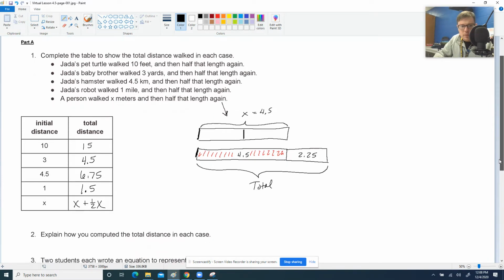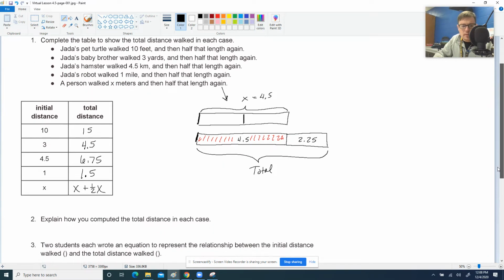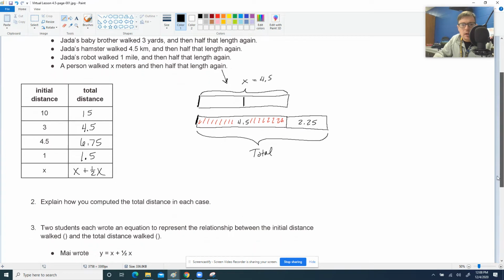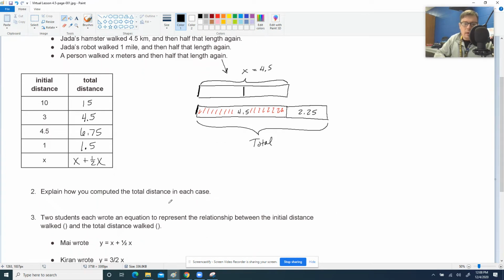Now, there are other ways to compute these distances, and that's what we're going to really get into here toward the bottom. Another way that we could have computed that distance is we could have noticed, if we would have looked at this relationship, we would have noticed that we actually have a constant of proportionality, and you see it clearly right here. What do I multiply by 1 to get 1.5? Well, I multiply by 1.5. And 10 times 1.5 is 15. 3 times 1.5.